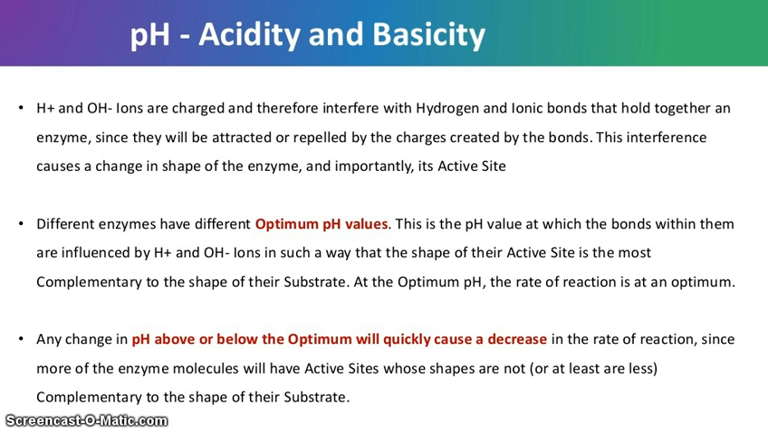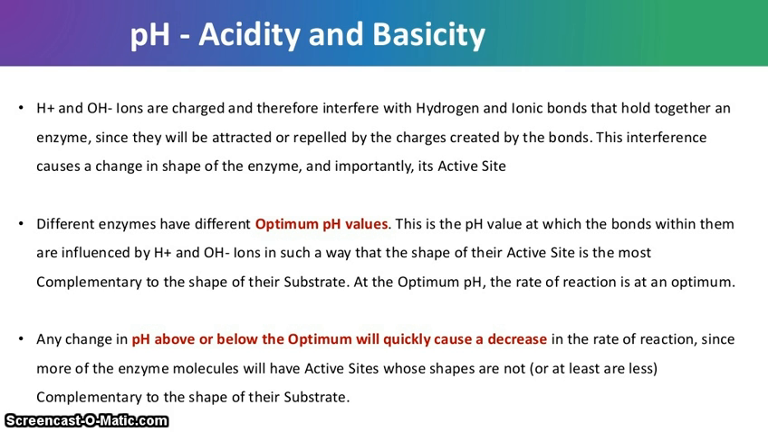Friends, you know H+ and OH- ions are charged and therefore interfere with the hydrogen and ionic bonds that hold together an enzyme, since they will be attracted or repelled by the charge created by the bond. This interference causes a change in shape of the enzyme, and importantly its active site.